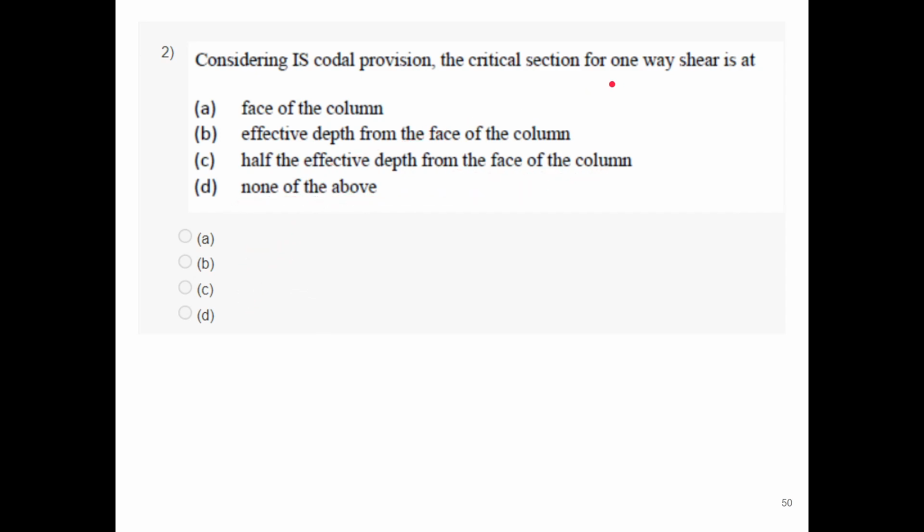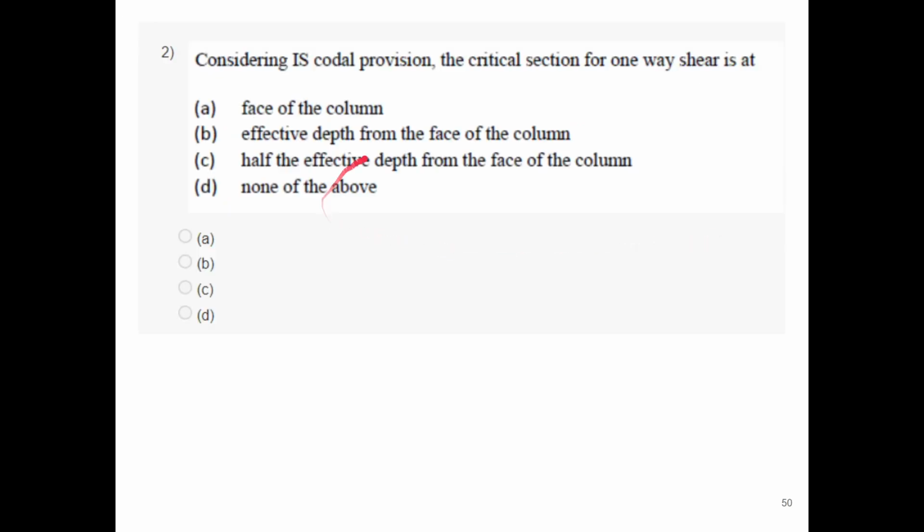Okay. So we have just discussed, the critical section for one-way shear is always at a distance d, that is effective depth from the face of the column. So B will be the correct option. As per IS 456, the critical section for one-way shear is at effective depth from the column face. So B, effective depth from the face of the column, is the correct option.